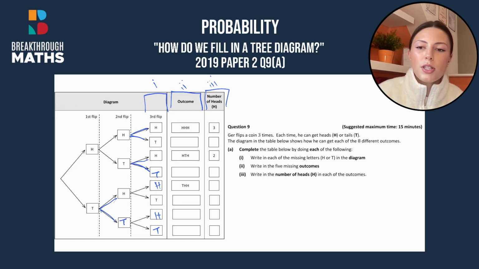Next to the outcomes, we look along and we see what everything is. So for the first one, it was heads, heads and then heads, so 3 heads. Then here we're going to have heads, heads and down to tails. So heads, heads and tails. Next we'll have heads, tails, heads, which is already filled in. And then heads, tails, tails. So we follow it along.